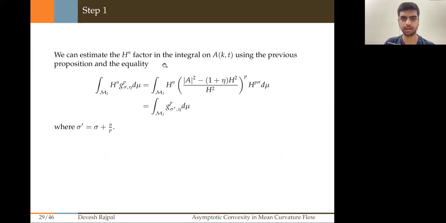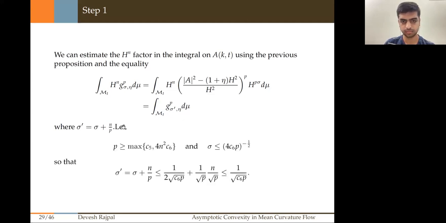We can estimate the H^n factor in the integral using the previous proposition and inequality. So firstly, notice that if I have h raised to n multiplied by some g, and our g was this difference times h raised to p sigma, with the power of p here. So we can absorb H^n into this part and say that this is the integral of g sigma prime, where sigma prime was sigma plus n by p. I have absorbed this n into this p sigma and divided by p. So this integral is also an integral of type g raised to p with a different sigma.